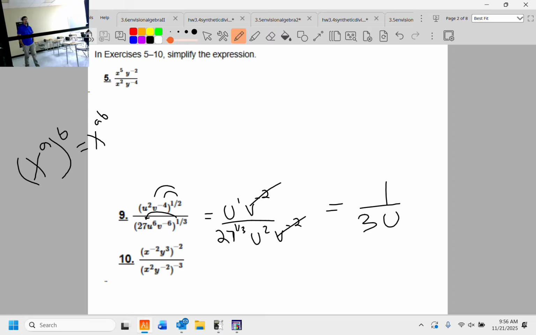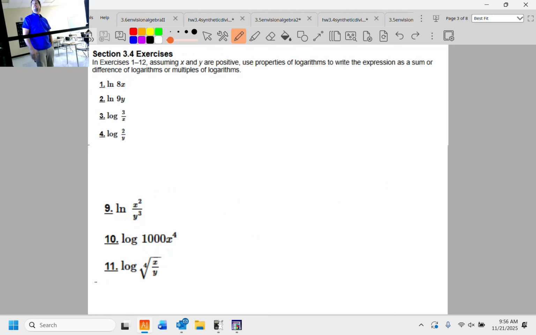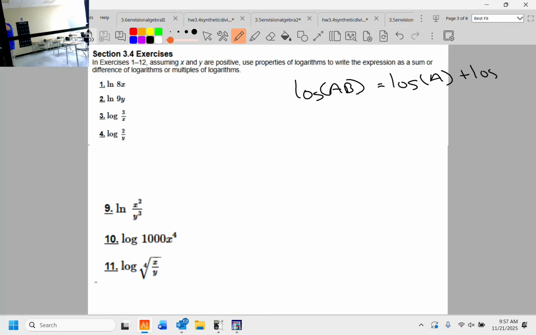But it's a good prerequisite because you're working with exponents today. You're learning the properties of logarithms. Alright, assuming x and y are positive, use properties of logarithms to write the expression as a sum or difference of logarithms or multiples of logarithms. So of the 3 properties on this page, one of them is that a log of a times b can be broken apart through addition: log a plus log b. It doesn't matter if it's a log or an ln, the rule's the same.